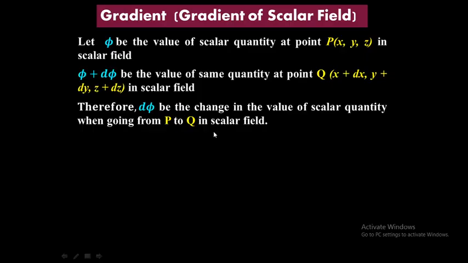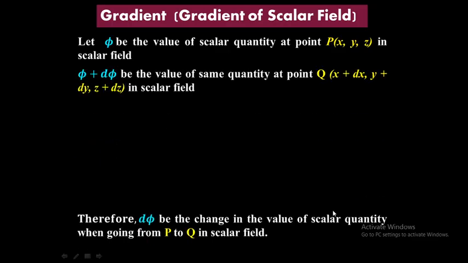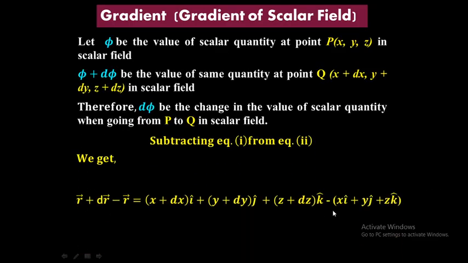Now we subtract equation 1 from equation number 2. So what was the equation number 2 and equation number 1? This is the equation number 2 and this is the equation number 1. So we subtract equation number 1 from equation number 2. So we will get this one.